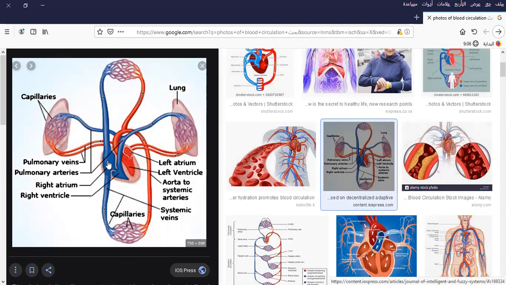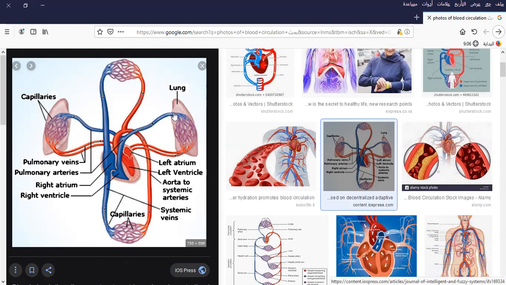And here the blood rich in carbon dioxide, whose color is blue, is collected through the vena cava, then moves to the right atrium, then to the right ventricle, and from the right ventricle through the pulmonary artery it will be pushed to the lung. See? From the right ventricle to the lung through the pulmonary artery. And here is the other branch: the pulmonary artery makes two branches, one goes to the right lung and one goes to the left lung.